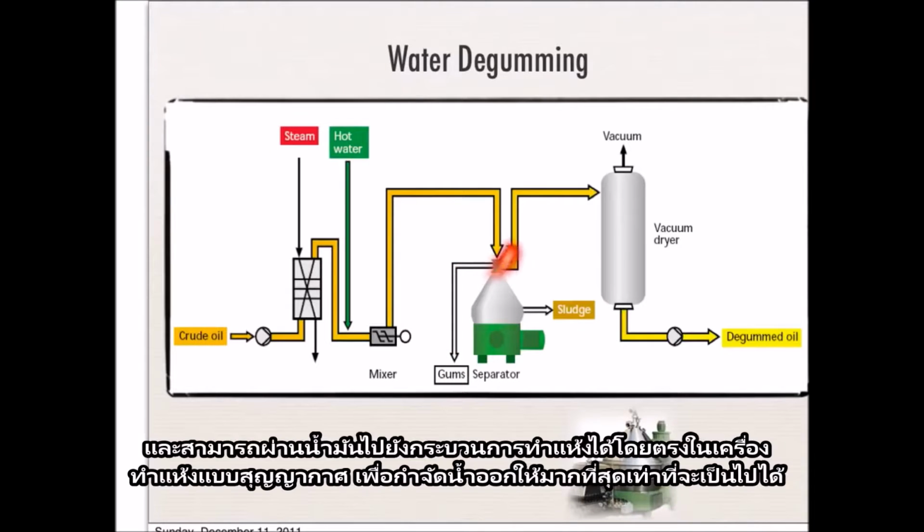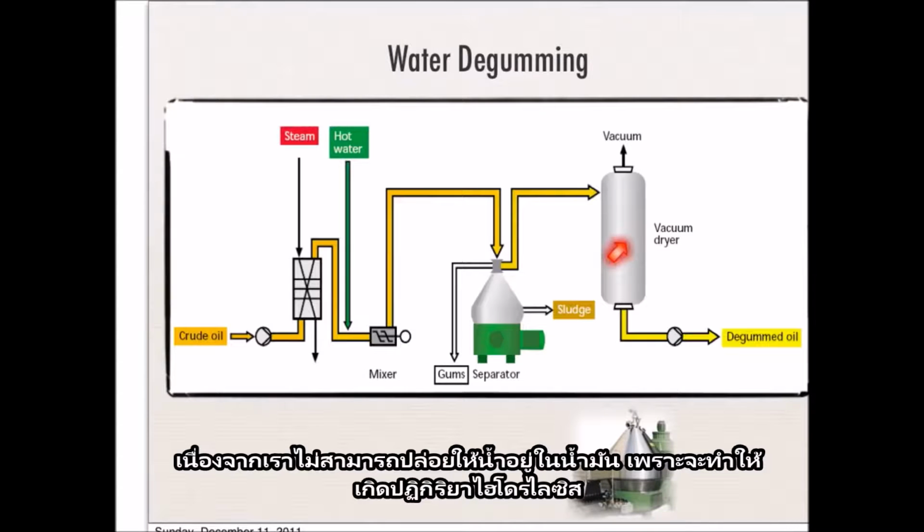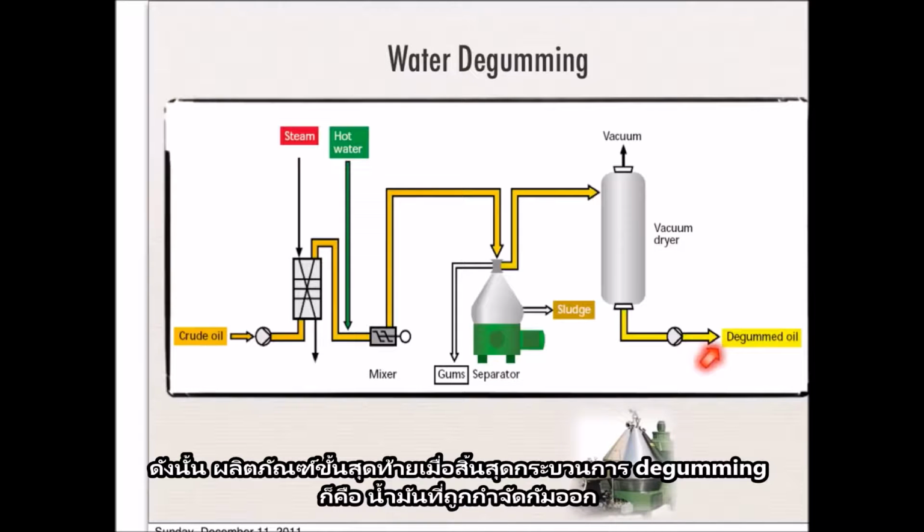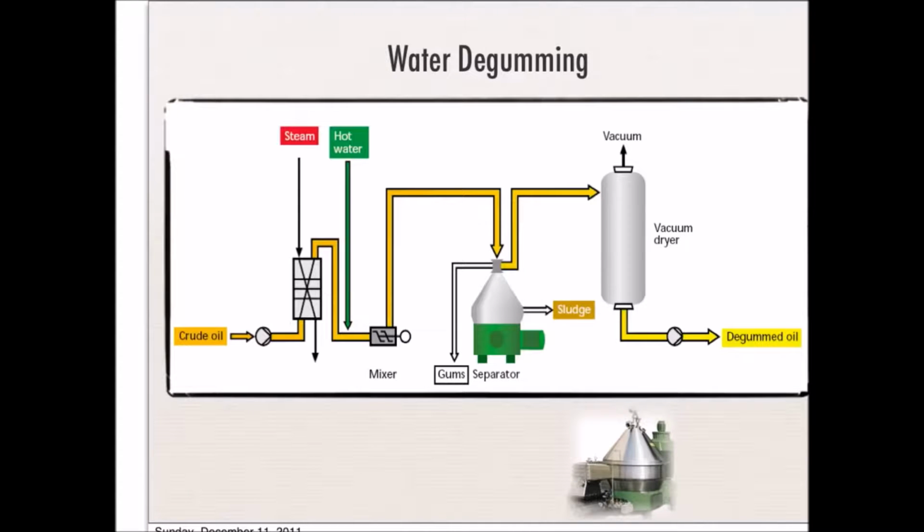The oil can go directly to the next refining process, or alternatively, if the oil is to be stored for some time, it will go through the drying process in the vacuum dryer to remove the water as much as possible, because we cannot leave the water inside the oil because it can cause hydrolysis. So the final product at the end of the degumming process is the degummed oil. And the picture down here shows what the separator looks like.